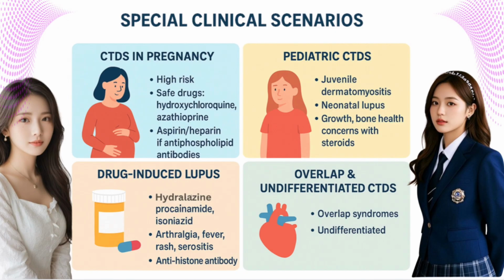Pediatric CTDs, juvenile dermatomyositis needs early steroids. Neonatal lupus linked to maternal anti-SSA, SSB antibodies. Drug-induced lupus, think of hydralazine, procainamide, isoniazid. Key antibody is antihistone. Overlap UCTD, mixed features need monitoring. Some evolve into definite CTDs later.